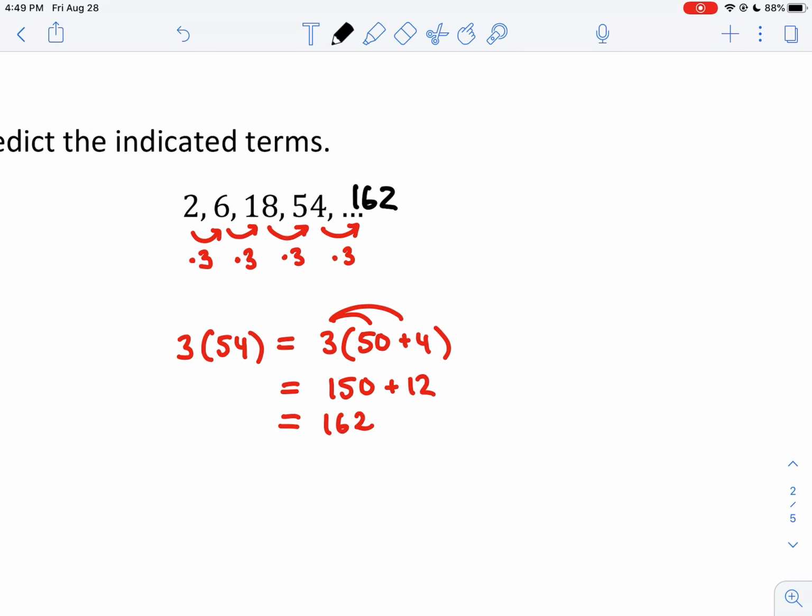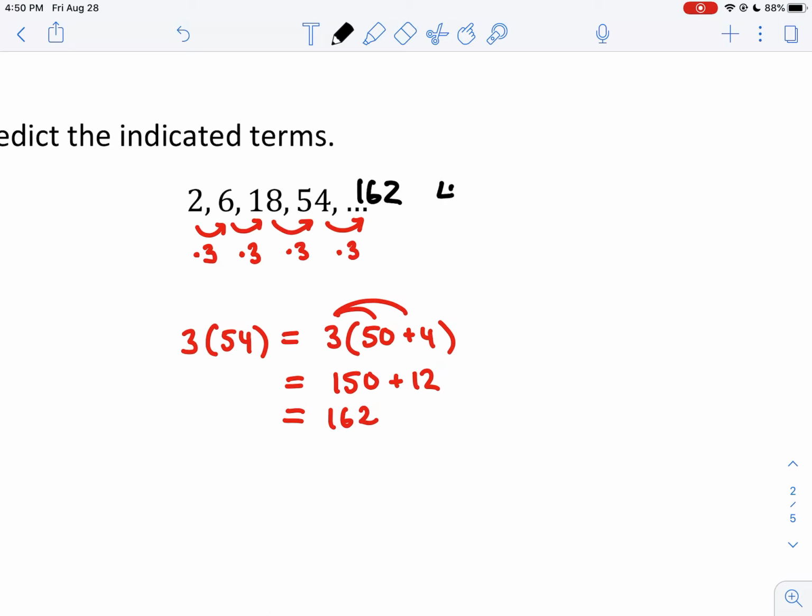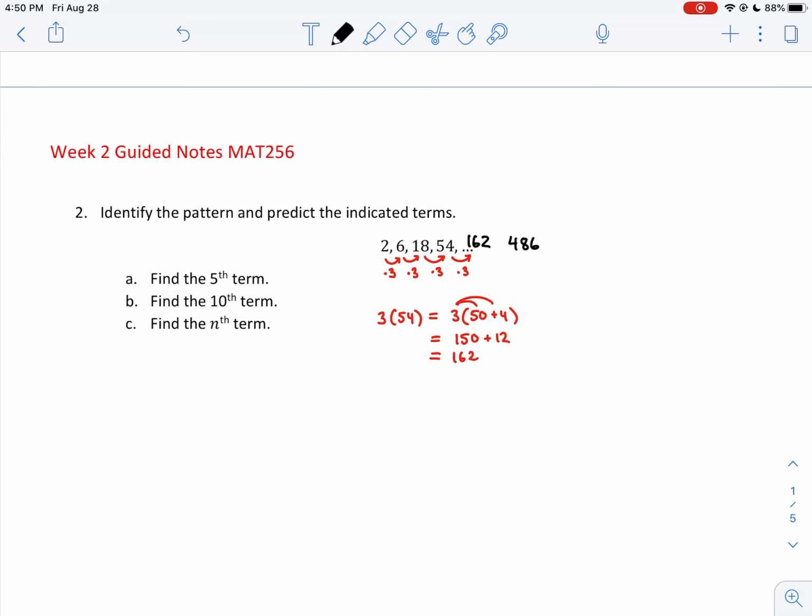Then we've got to triple 162. So we can triple 100, triple 60, and triple 2 and add all those together. Triple 100 is 300, triple 60 is 180, so that takes us to 480, and triple 2 is 6, so 486. And this is going to get more and more tedious, obviously, as we continue. So feel free to use a calculator to try to get to the 10th number of this list. But I'm actually going to save that. I'm going to answer question C next, and then use a formula to get to the 10th number in this list.